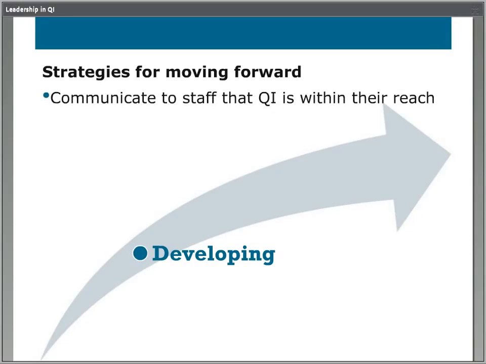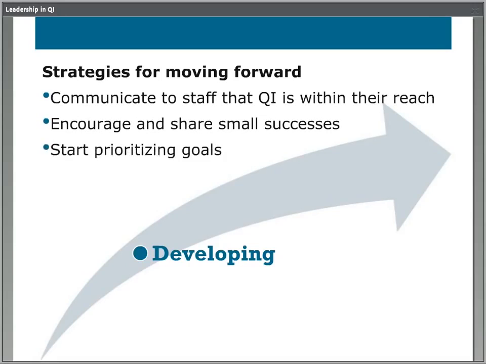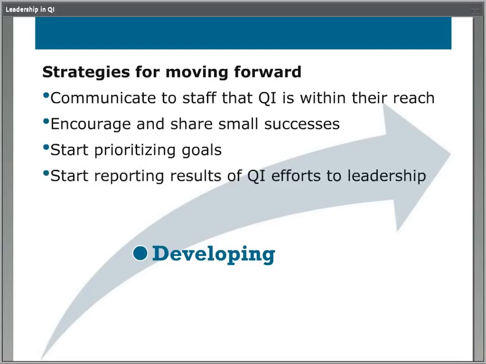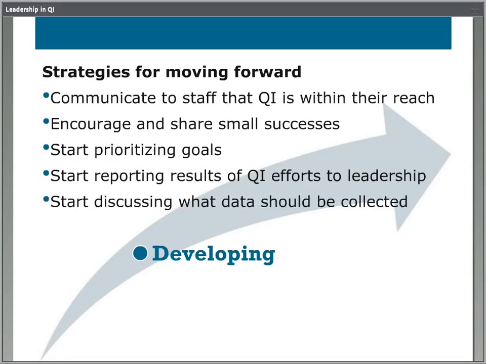So some strategies again for moving on. Communicate to staff that QI is within their reach. Encourage and share those small successes that you have, so those small wins, and then start prioritizing goals. And if we can all start reporting those results of QI efforts to leadership, they're going to start to see how it fits with the organization. And start discussing again, data, start discussing what should be collected.